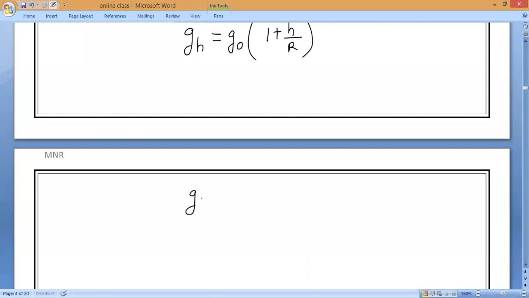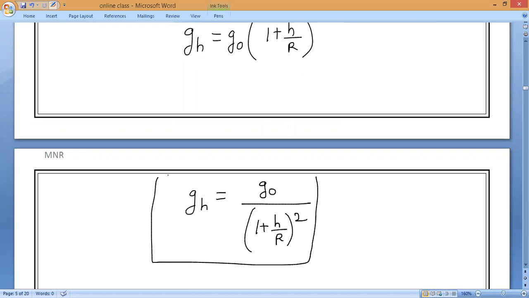So if you are confused with that, g_h is equal to g naught divided by 1 plus h by R, whole square. Is it okay now? No power, no confusion.